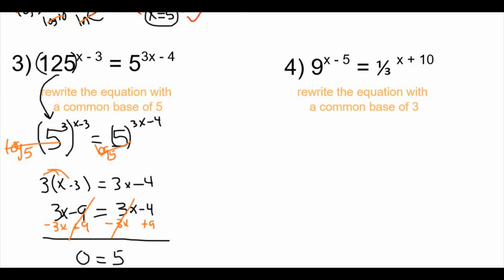All right, so same idea over here. We're going to try to rebase this with a common base of 3. So this side's really easy. It's just 3 squared. Go ahead and put that in parentheses. Kind of like you're saying, what is 9? 9 is 3 squared. And then we have x minus 5.